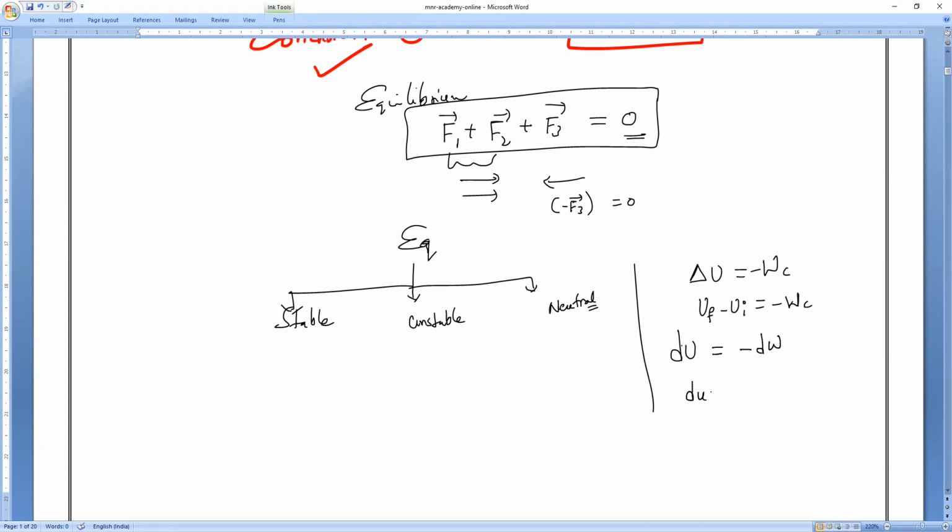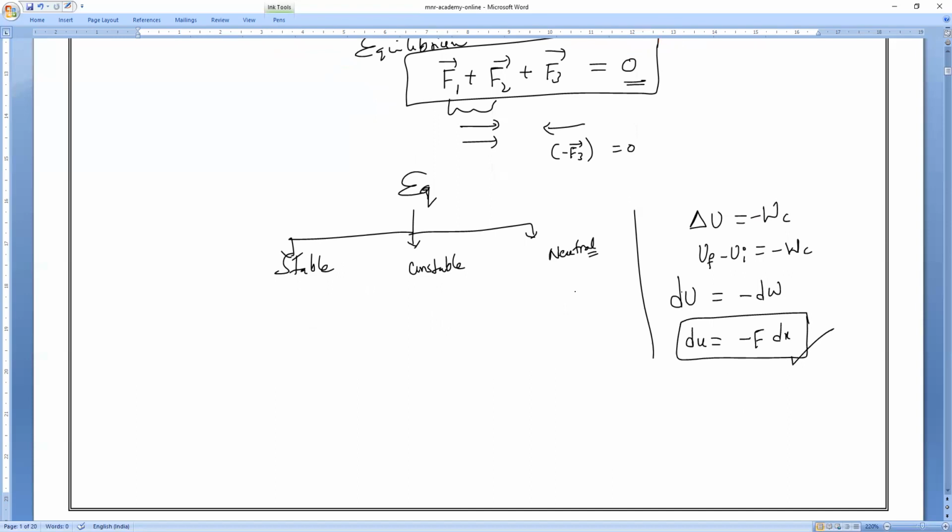So if I differentiate this dU, what do we get? dW is minus F dx. Am I right? We got it or not? Verify it, all of you. So a small change in potential energy is equal to minus F dx. Have we got it or not, all of you?